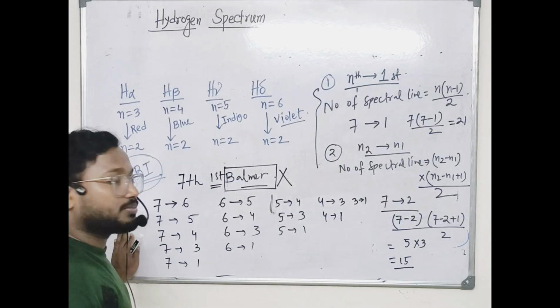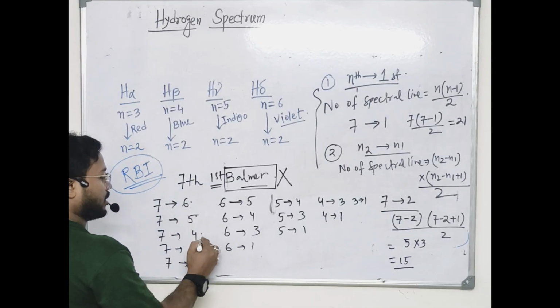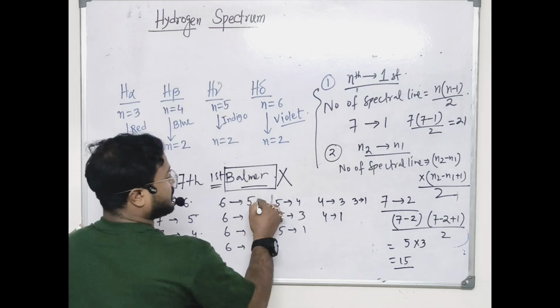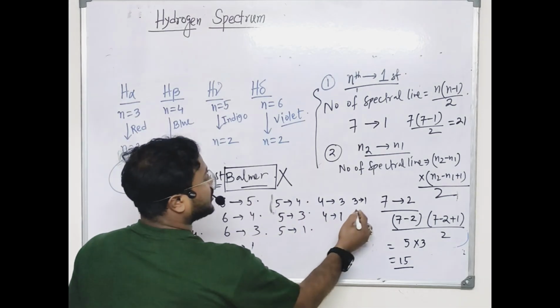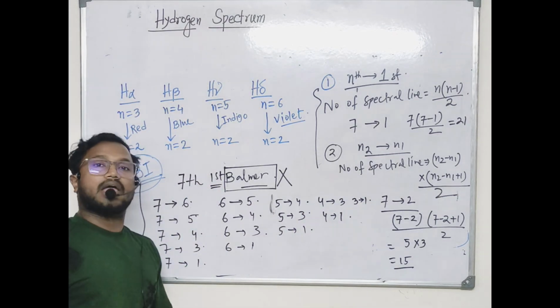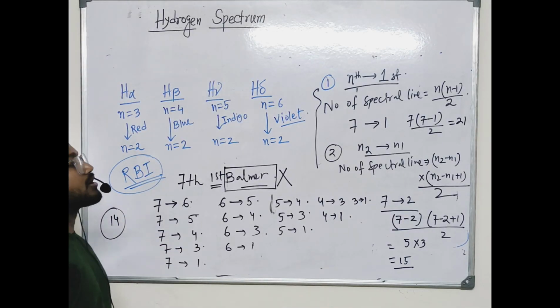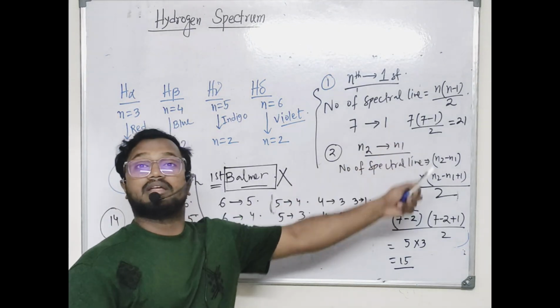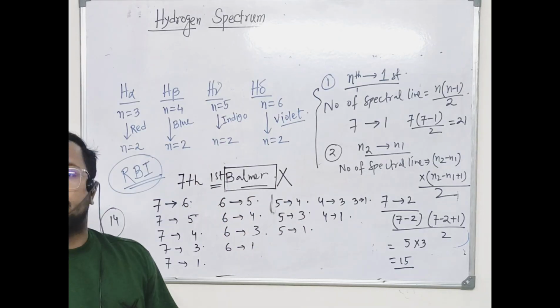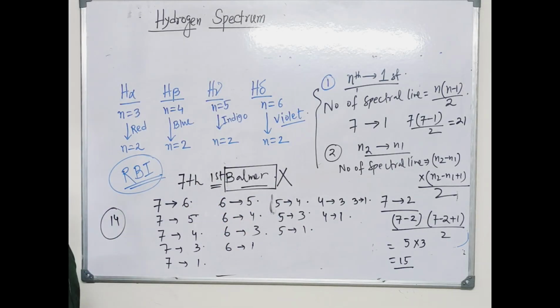So how many possibilities are there counted? 1, 2, 3, 4, 5, 6, 7, 8, 9, 10, 11, 12, 13, 14. So how many of the lines will not go to the Balmer series? There are 14 lines. If total spectral lines are asked, there are 21 lines. But if they are telling no line is going to Balmer series, in that case, the number of lines will be 14.